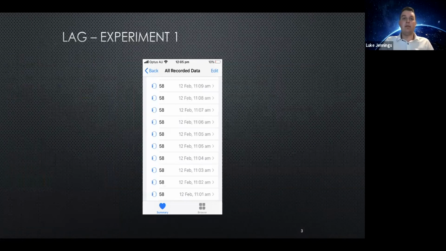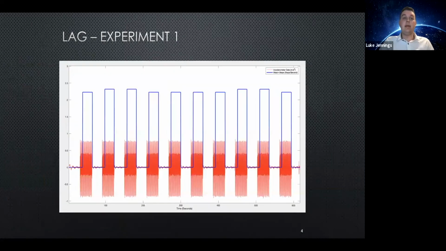The first experiment consists of the rig performing 60 steps, pausing for 17 seconds, and repeating 10 times. The first observation here is that Apple Health records these as 58 steps. In MATLAB, we superimpose the Apple Health logs in blue over the activity accelerometer measurements in red.